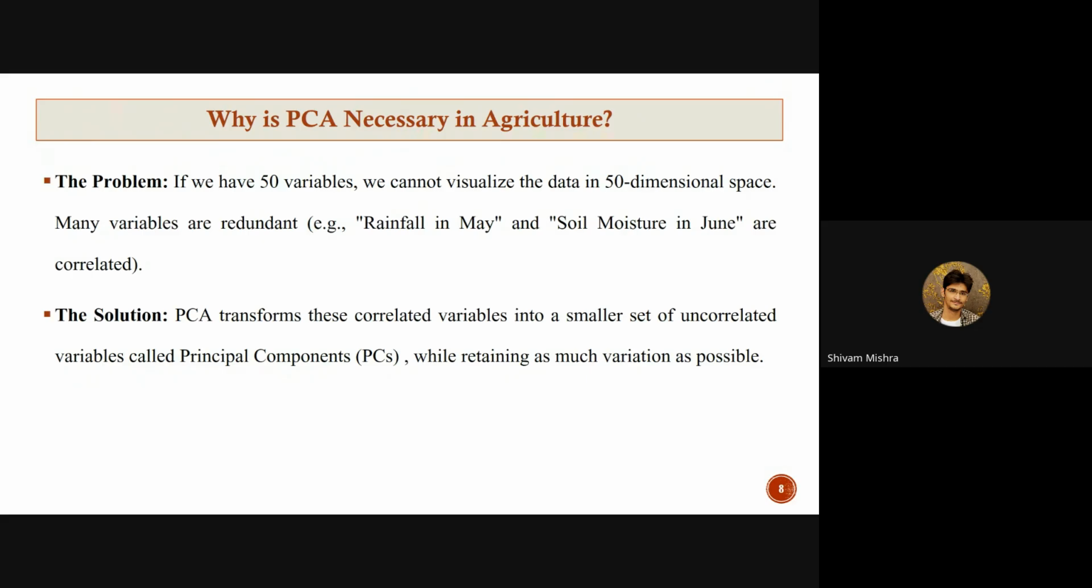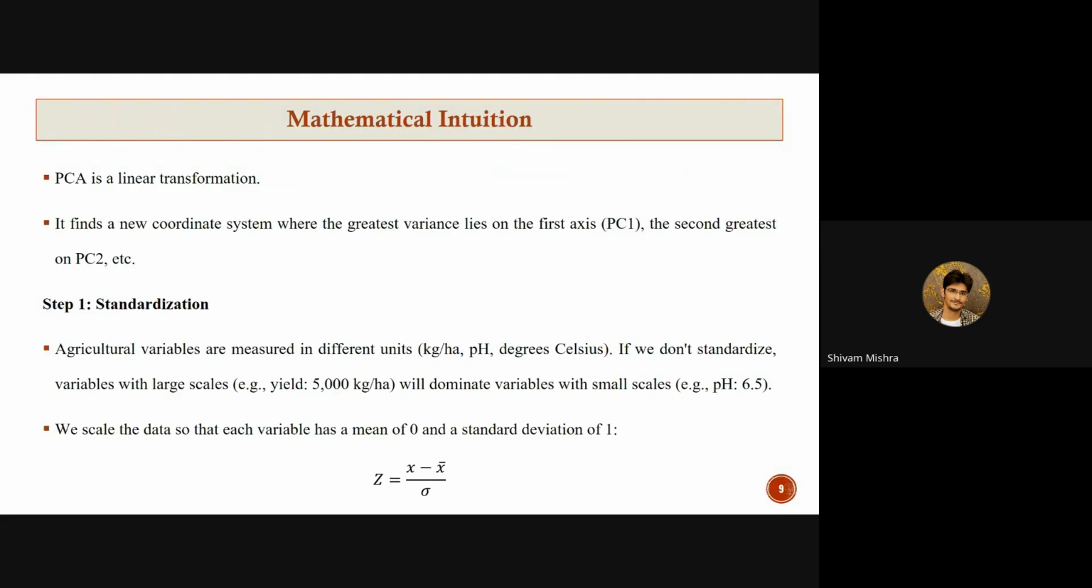Then what is the solution? PCA transforms these correlated variables. Suppose we have 50 correlated variables, then PCA will transform these correlated variables into a smaller set of uncorrelated variables called principal components while retaining as much variation as possible. What is the mathematics? It is the basic mathematics behind the PCA. I have already stated that PCA is a linear combination of your variables.